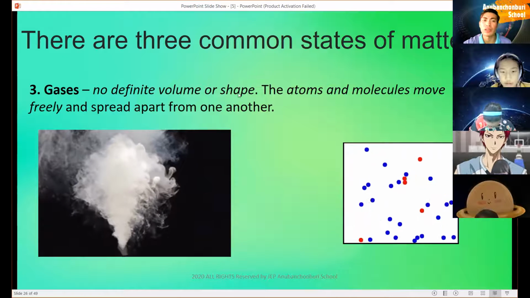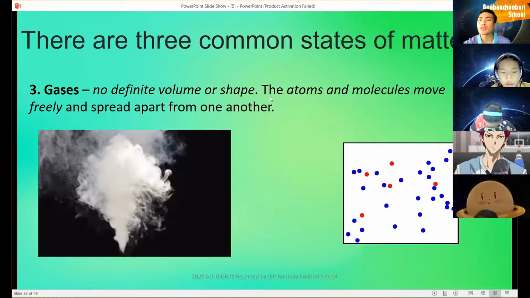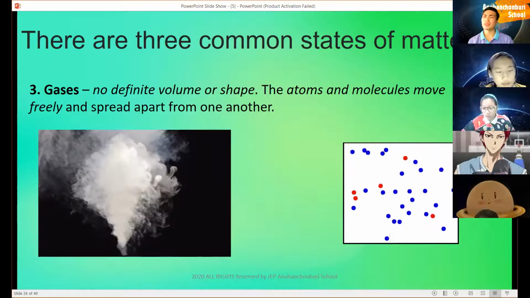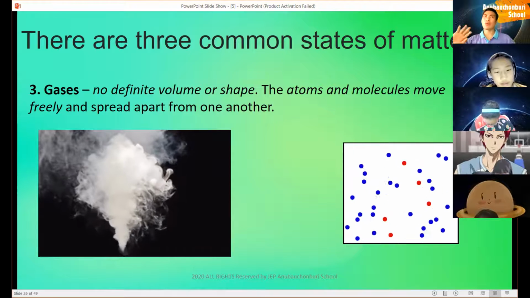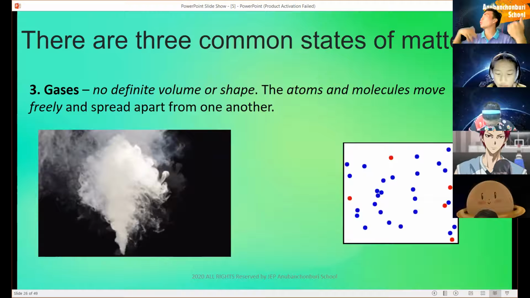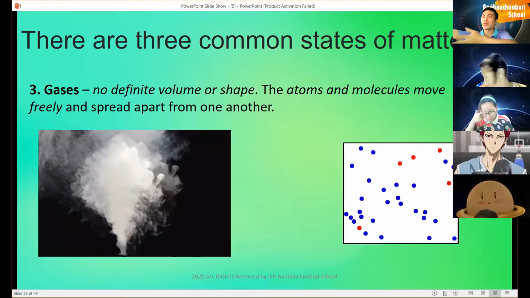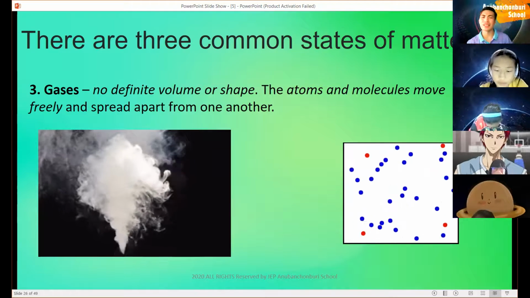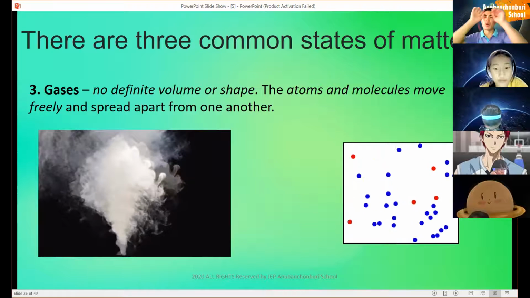And it has no definite shape. And atoms and molecules are spread apart. It means they are free to go anywhere. Some of the air will go to the house of Teacher Edward. Some of the air will go to the house of Paradi. Some will go to the house of Juntida. Everywhere, they are free to go.